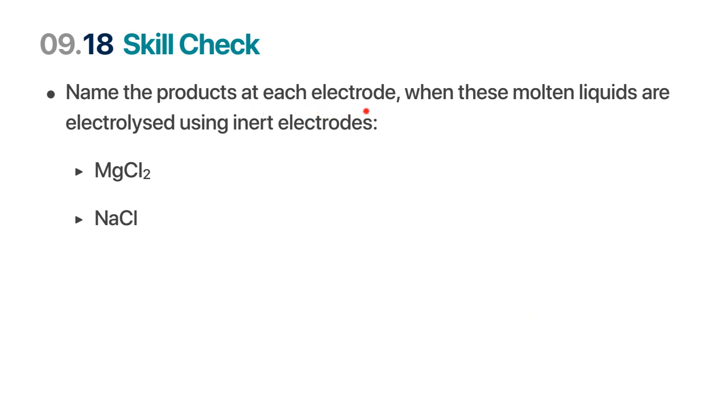Name the products at each electrode when these molten liquids are electrolyzed using inert electrodes. I like the word inert electrode, that shows a lot of things going on. Why it says inert is that with magnesium, chlorine and different things, copper and so on, we're seeing metals being turned into ions and ions turned into metals. So using electrodes should kind of raise a flag in your head. Why does it say inert?